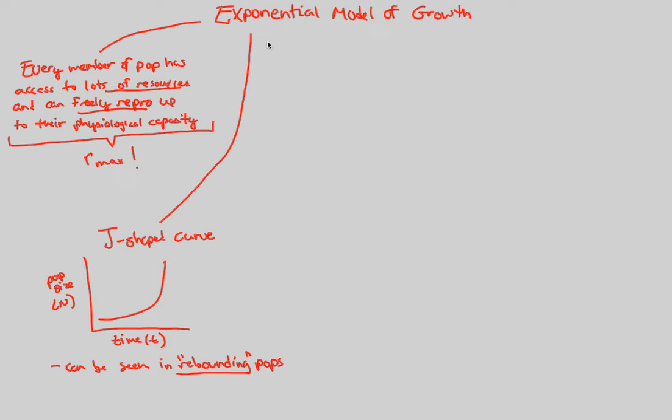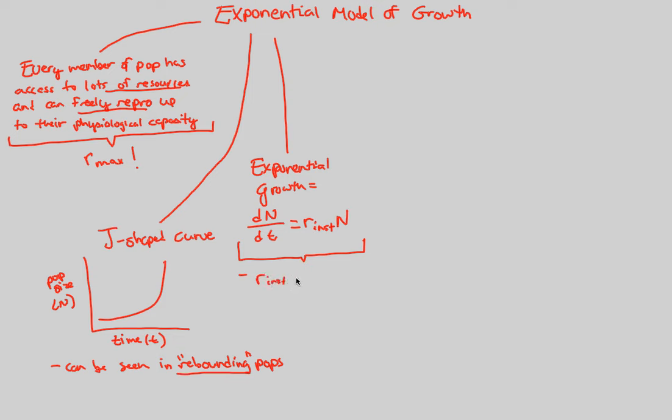In addition, we can state that exponential growth, meaning growth in this J-shaped form, is equal to the following equation. It's equal to dN/dt, so that same derivative equation that we saw. It's equal to r sub instantaneous multiplied by N. So again, don't get too scared by the derivatives and the differential calculus that we're looking at. All we need to understand are the following. Usually what's going to happen in an exponential growth situation is that r instantaneous is going to be greater than zero.